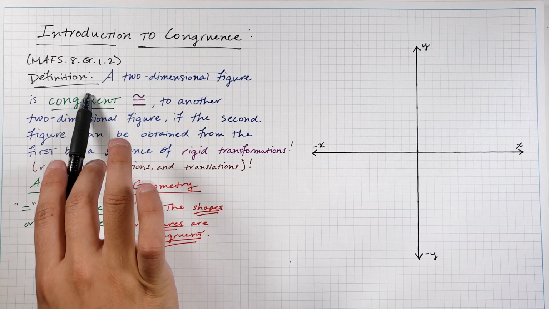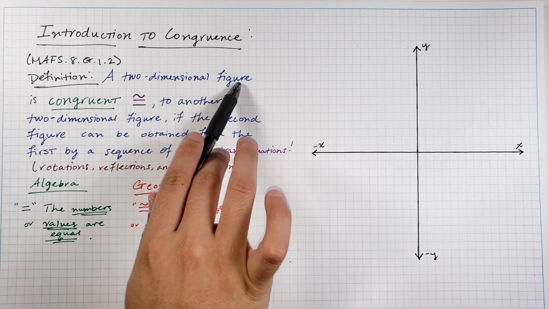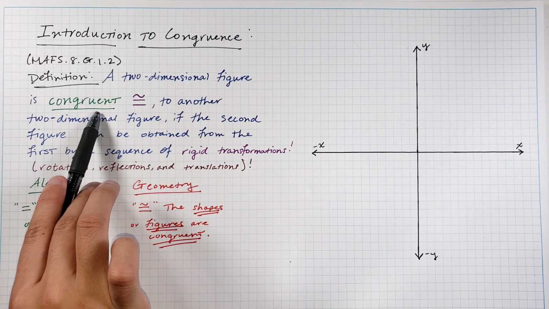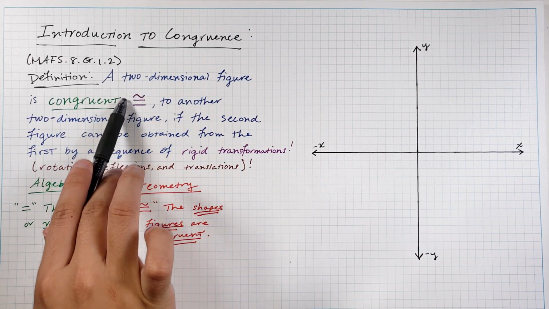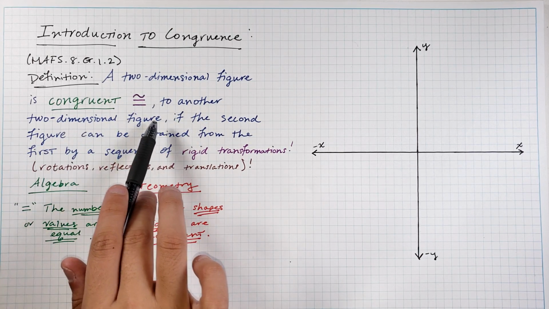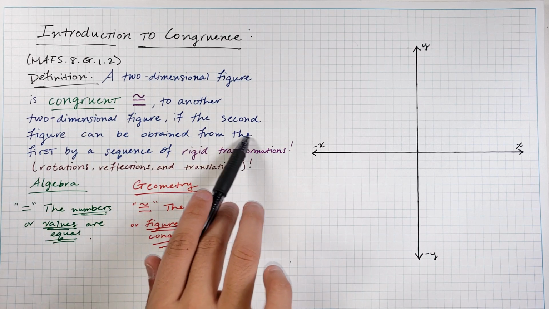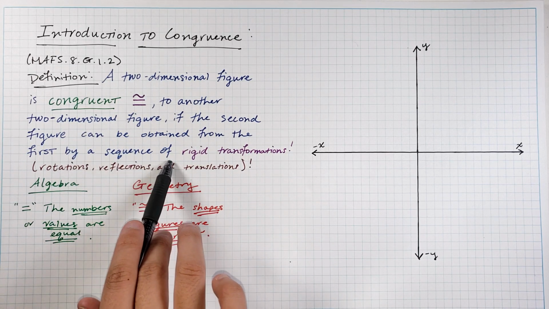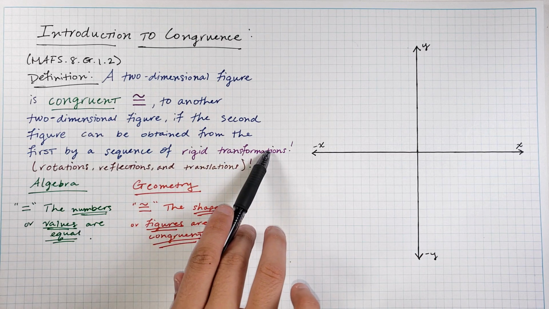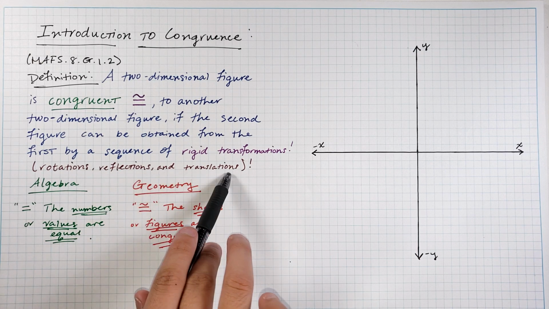The definition we're going to use for congruence is: a two-dimensional figure is congruent, and this is the symbol for congruence, to another two-dimensional figure if the second figure can be obtained from the first by a sequence of rigid transformations. Recall the rigid transformations are rotations, reflections, and translations.